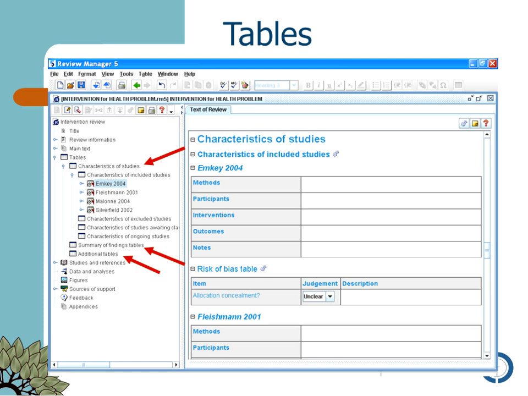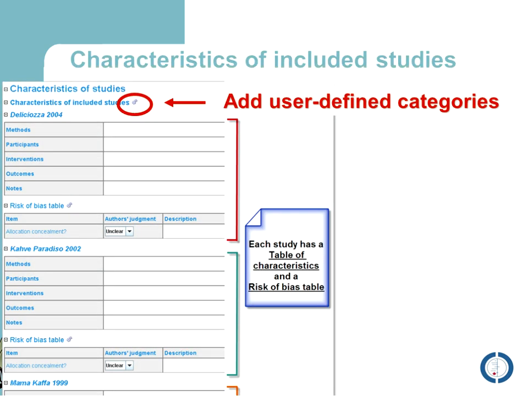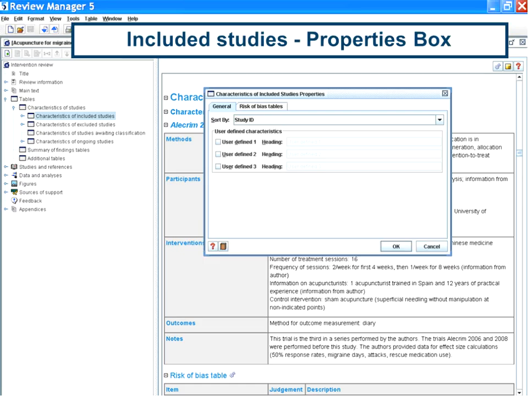This slide here does show characteristics of included studies. And these tables describe the methods, participants, interventions, outcomes, and other important features, which are sometimes listed under notes. Separate tables are created for each study in your review. You can also add up to 3 user-defined categories to the characteristics table using the properties box, which is right here.